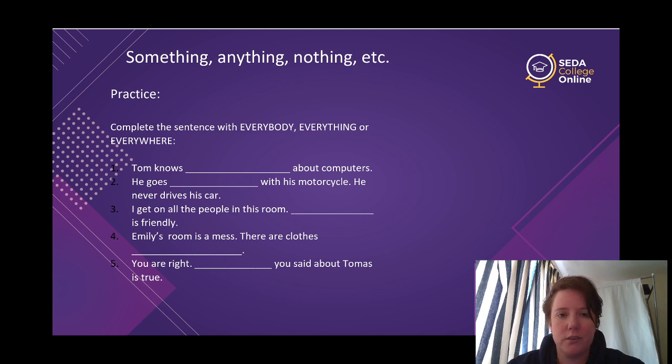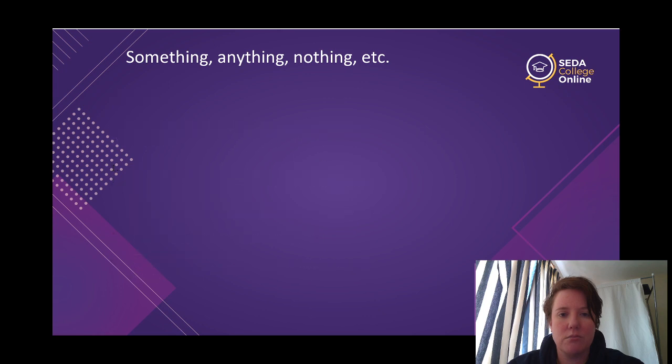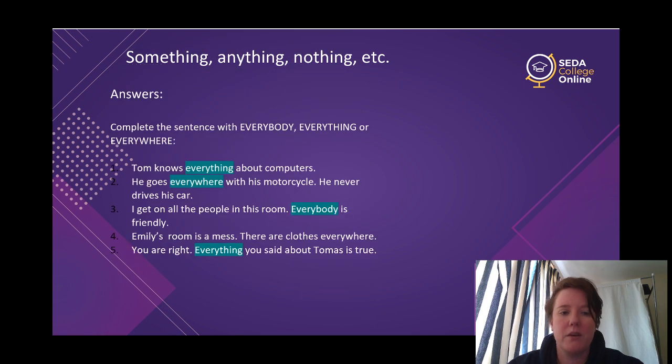Okay, so let's go through the answers. Here we go. Tom knows everything about computers. Computers are things, so he knows everything. Number 2, he goes everywhere with his motorcycle. He never drives his car, so places. You have to bring your motorcycle to places. Number 3, I get on with all the people in this room. Everybody is friendly. Everybody are people, so we're referring to people in this.